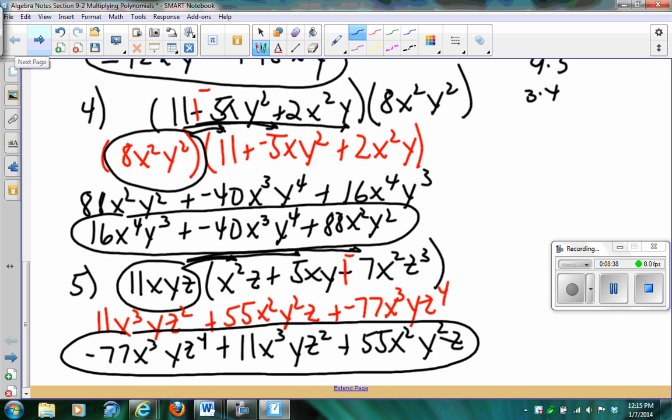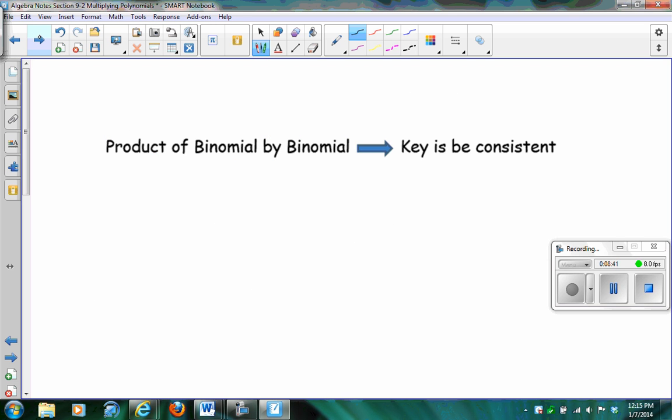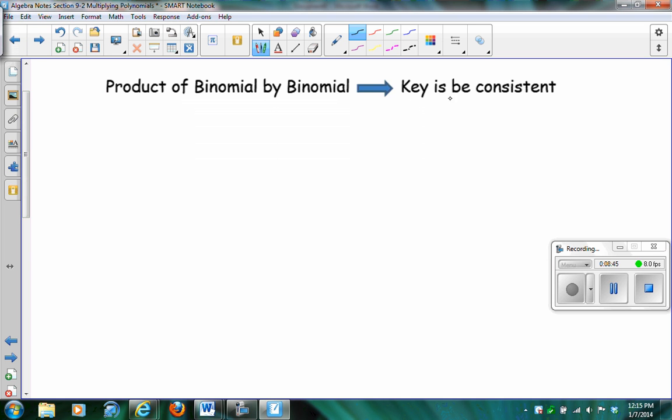All right, next we are going to discuss a binomial times a binomial. And as I've written here, the key is to be consistent, to approach the problem the same way each time. So my first example is going to be 5x plus 3 times 4x plus 1.